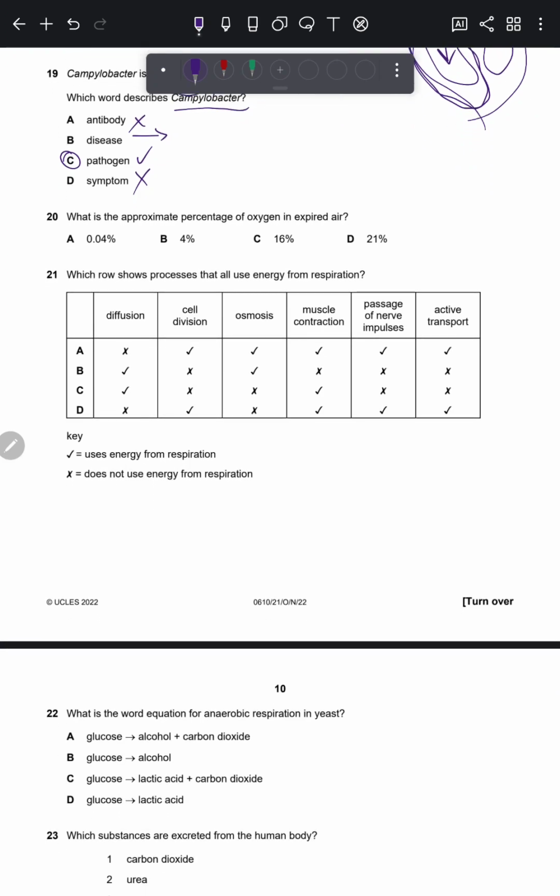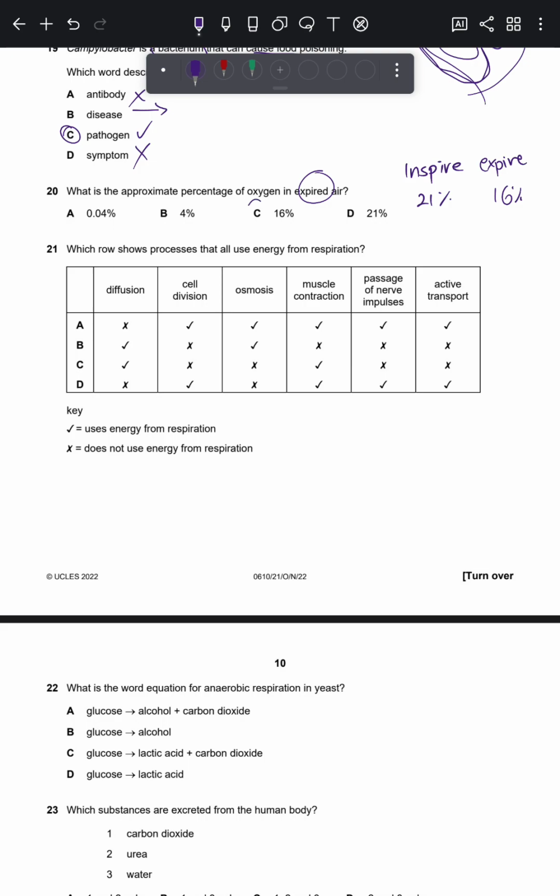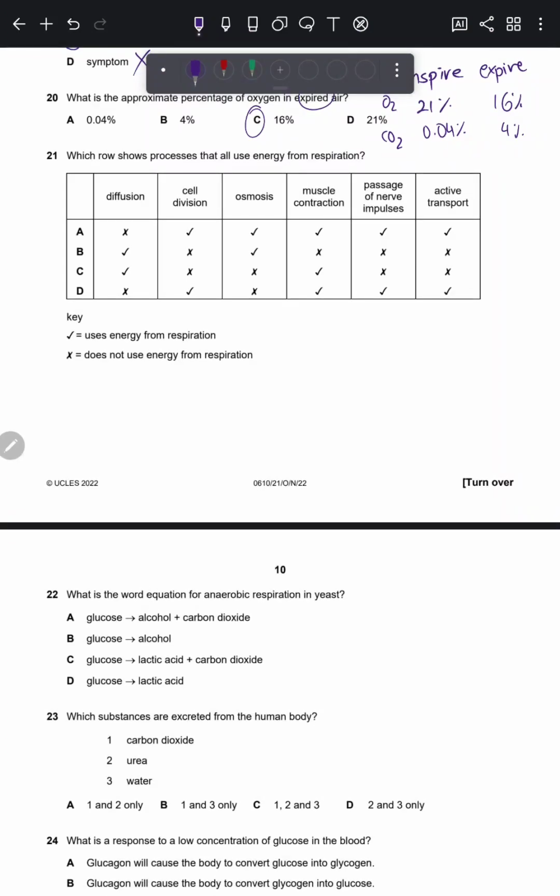What is the approximate percentage of oxygen in expired air? So when we breathe in, inspire, we have 21%. That's how much is in the atmosphere. And when we expire, we only leave 16%. So in expired air, we would have 16%. And for CO2, we start with 0.04% in the air, in the atmosphere in general, and then we expire 4%. Just facts you should know.